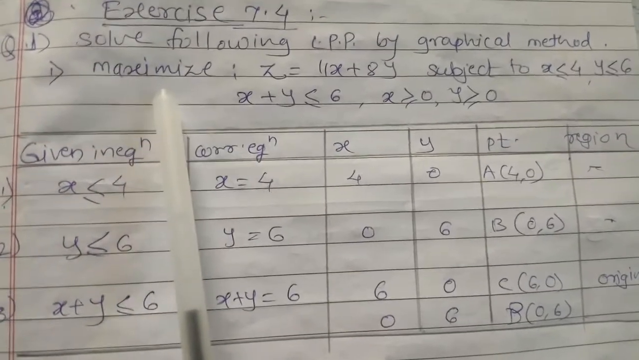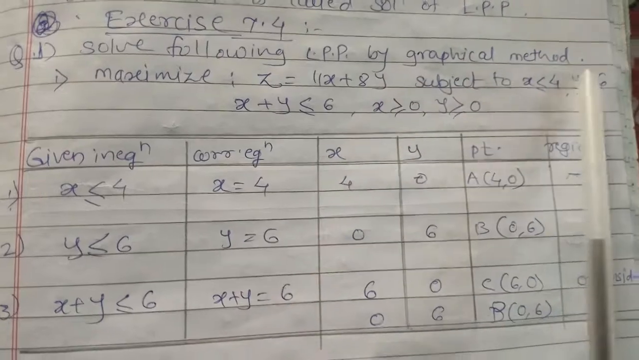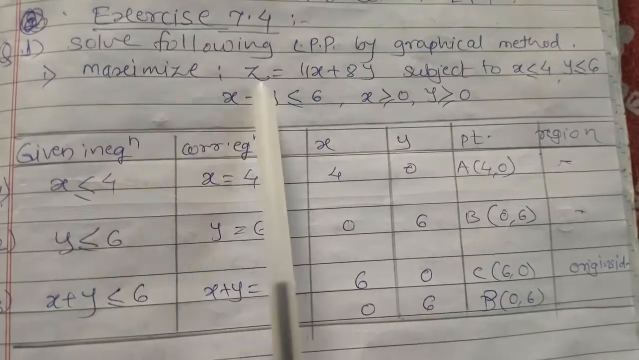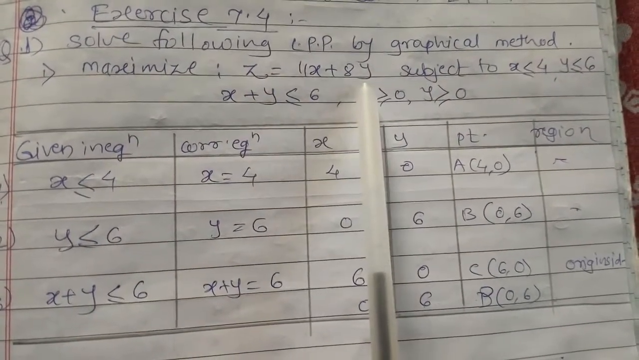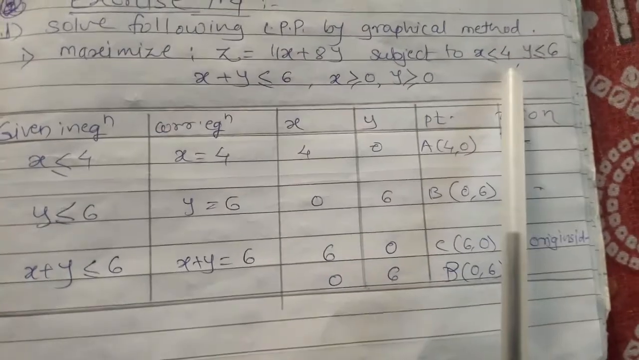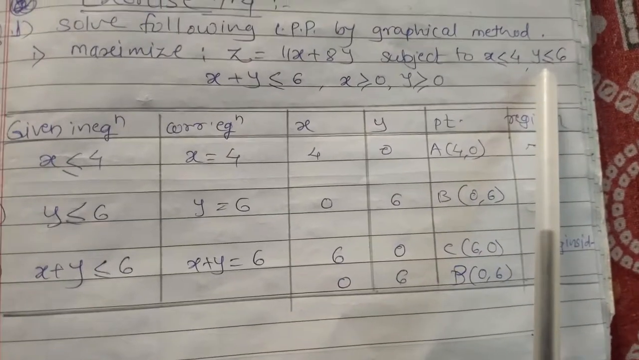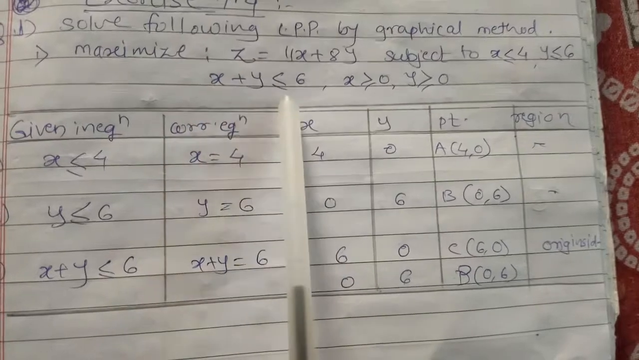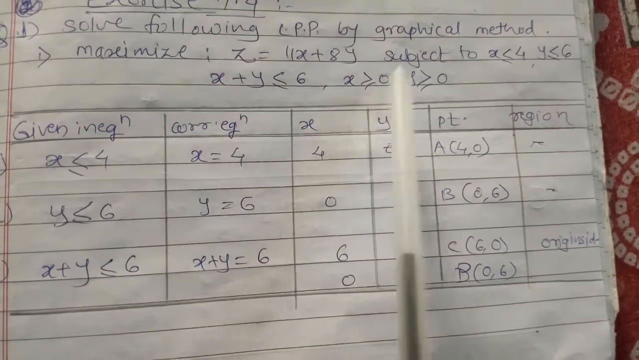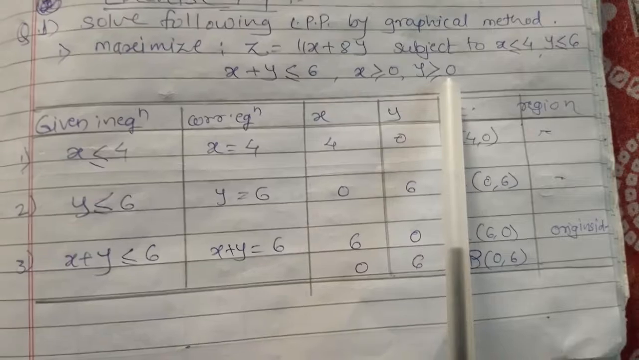So the example is: solve the following LPP by graphical method. Maximize z equals 11x plus 8y subject to x less than or equal to 4, y less than or equal to 6, x plus y less than or equal to 6, x greater than 0 and y also greater than 0.